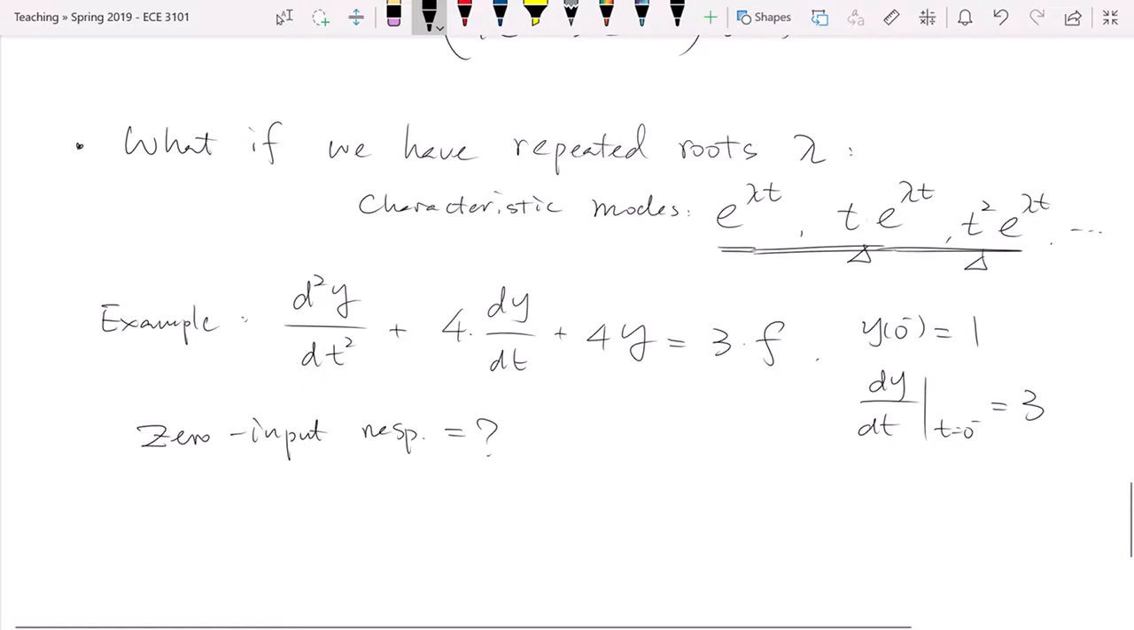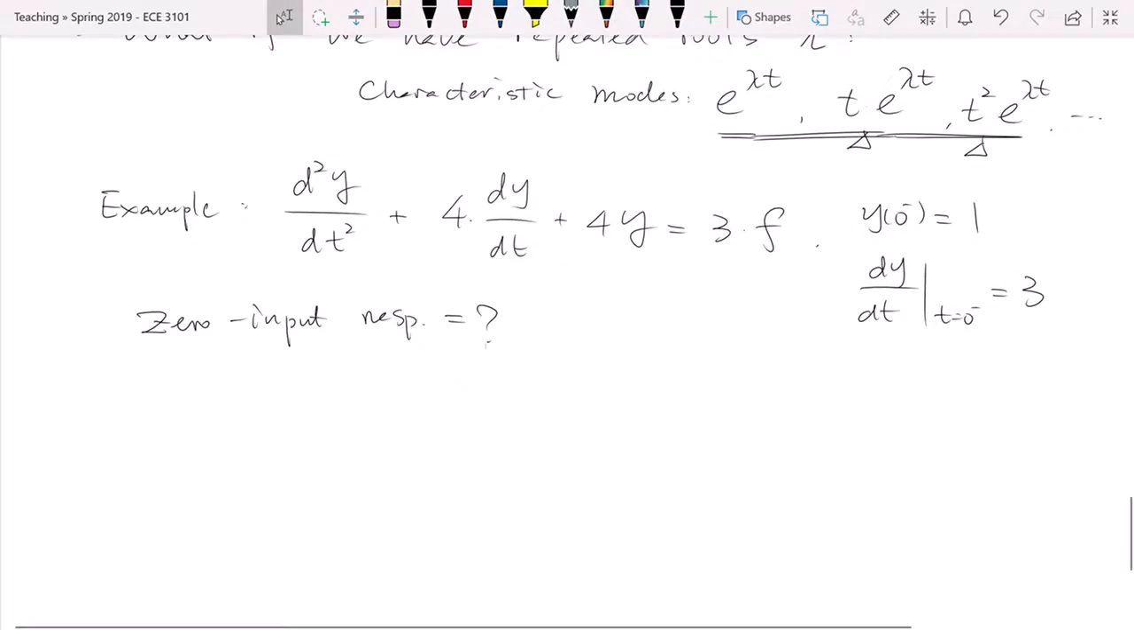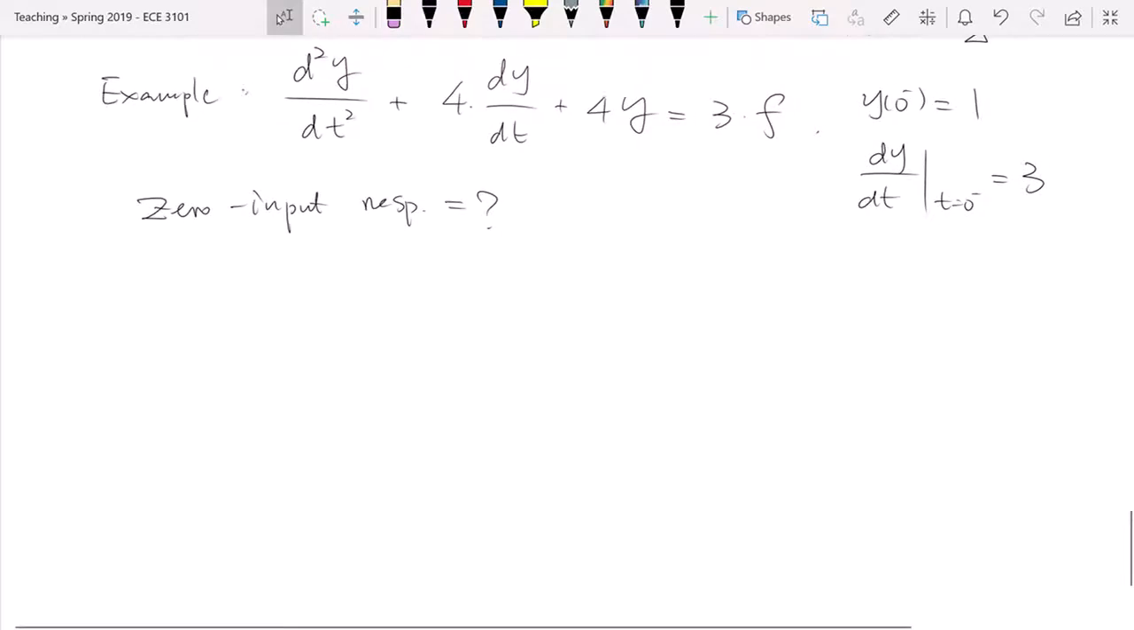The entire procedure is almost exactly the same. The only difference is how we find the characteristic roots. So we'll follow the same procedure as the previous example. The first step, characteristic equation, will be lambda squared, corresponding to the second order derivative, plus 4 lambda, the second term, plus 4, the constant term corresponding to y itself, equal to 0. For the characteristic equation, we don't really have to care about the right-hand side or the input signal side, only the output signal side.